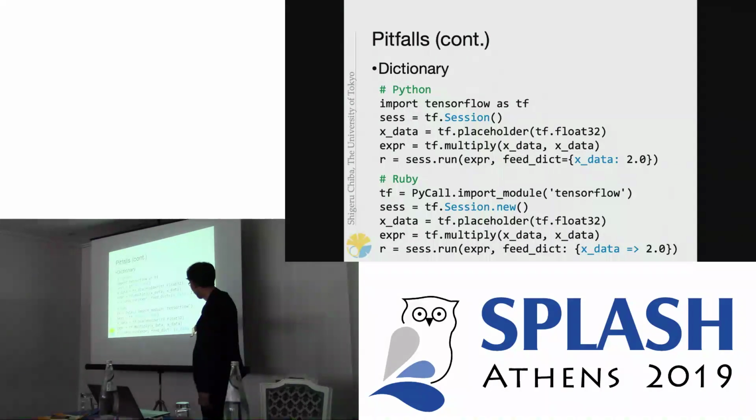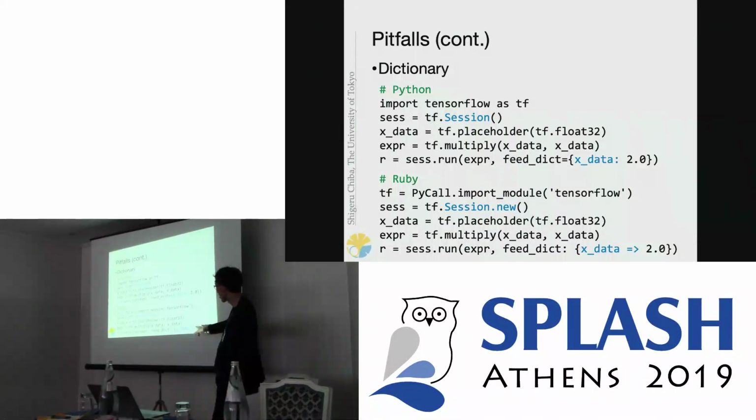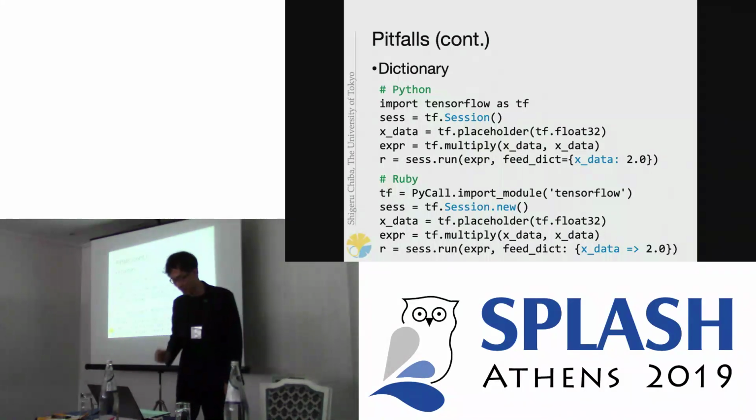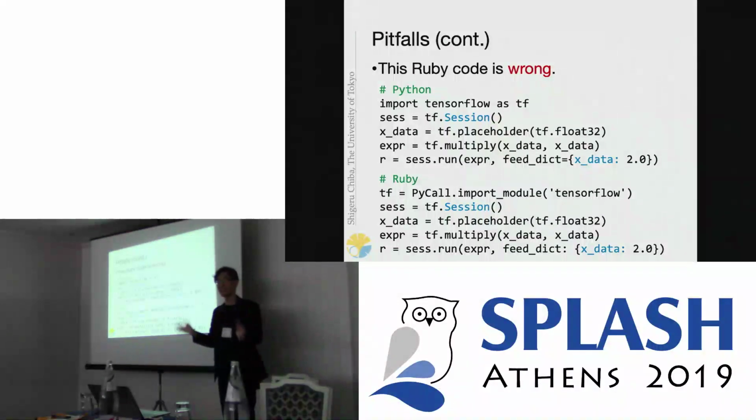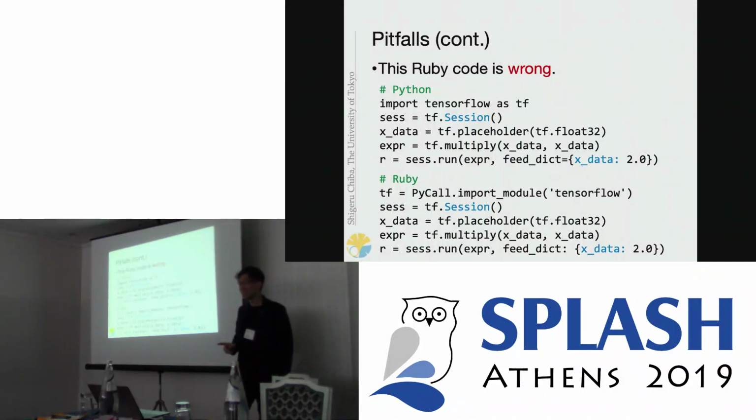In Ruby, you have to say x_data arrow 2.0. So you have to carefully change the colon to an arrow when you port Python code to Ruby. The problem is, because Ruby has a very, very flexible syntax, you can also write x_data colon in Ruby. And this runs perfectly. This doesn't produce any syntax error.